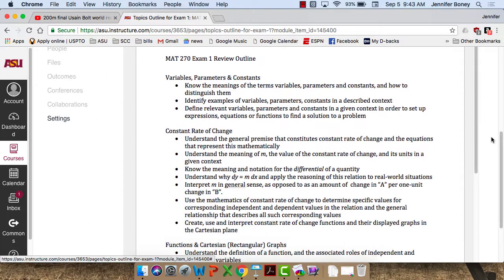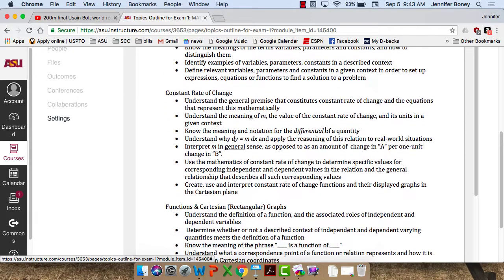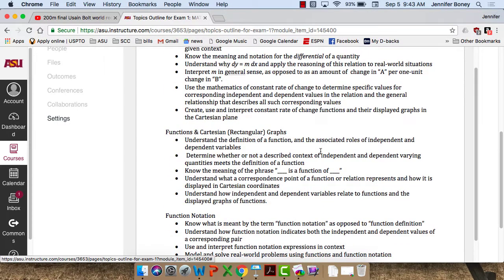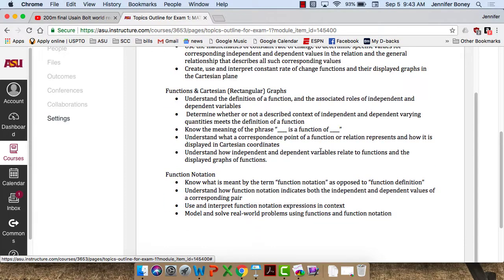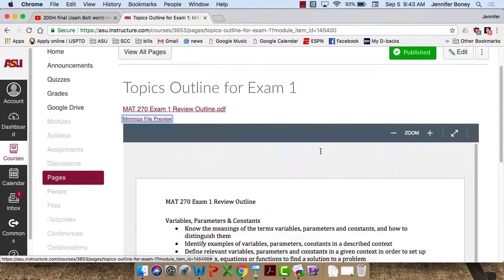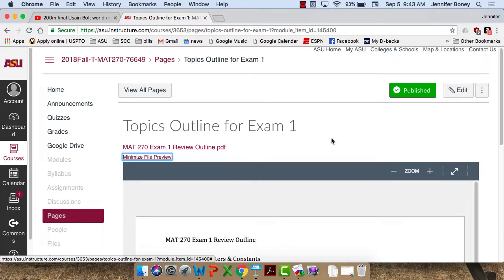So stuff about variables, parameters, and constants, constant rate of change, a whole bunch of different things related to that. That's our main overall concept. But related to that are functions and their graphs, and function notation, and how you can use that in a variety of different ways instead of just plugging something in and getting a result. All the different ways we've used that to express the dependent variable values, whether or not we know a number that corresponds to that or a formula to calculate it. So make sure you look over this list of topics for exam number 1 so that you're set for Friday.